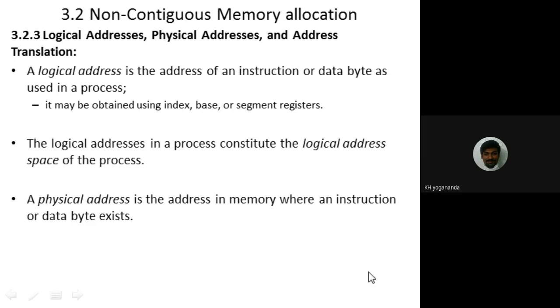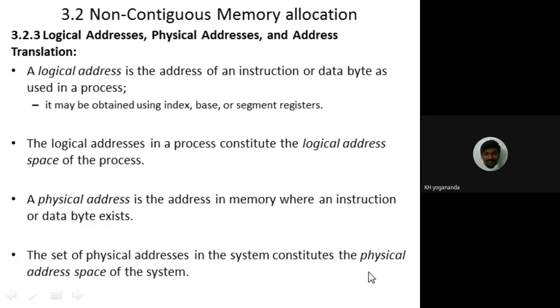So there is a logical address and a physical address. A logical address is an address of an instruction or data byte used in the process. It is obtained by the index register, base register, and segment register, and logical addresses constitute the logical address space of a process. A physical address is an address in memory where an instruction or data byte exists. The set of physical addresses in the system constitutes the physical address space of the system.